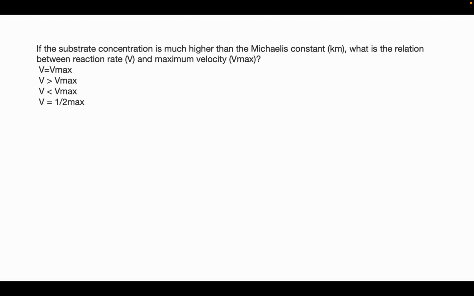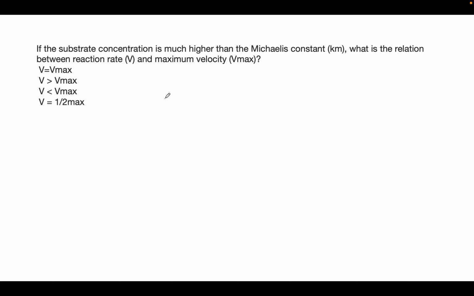So this is what was taught in the enzyme inhibitor kinetics, and now we move on to the assignment questions. So the first assignment question is, if the substrate concentration is much higher than the Km, Michaelis constant, what is the relationship between reaction rate V and maximum velocity? So first let's write a Michaelis-Menten equation.